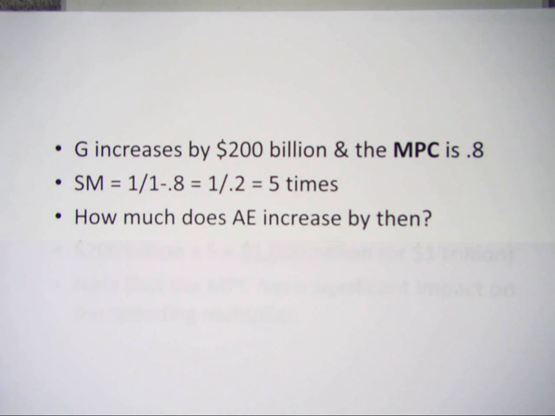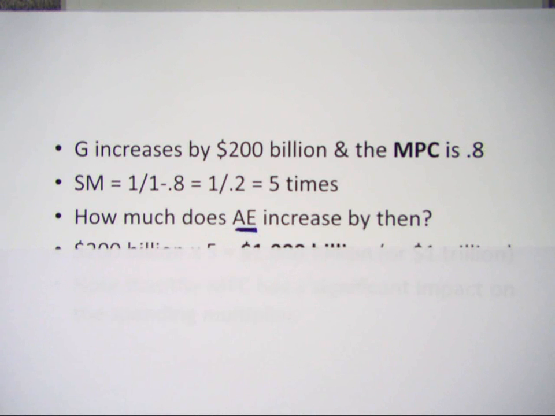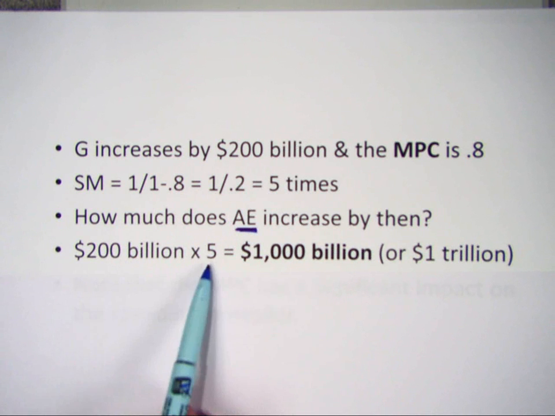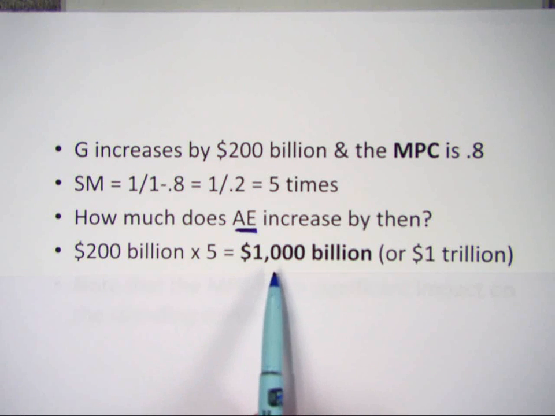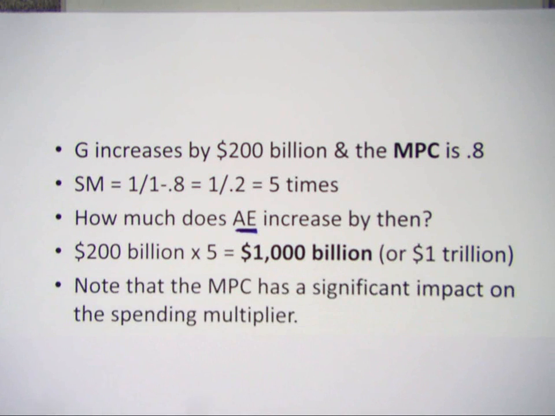How much does aggregate expenditures increase by then? In other words, C plus I plus G plus X equals aggregate expenditures. How much is that total spending going to increase by? Well, government expenditures increased by $200 billion. The multiplier is 5, so we would take 200 times 5 and get 1,000 billion, which is the very same thing as 1 trillion.